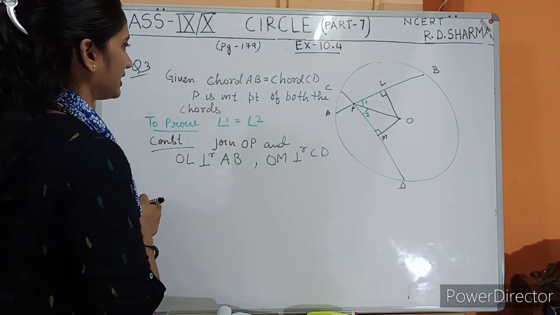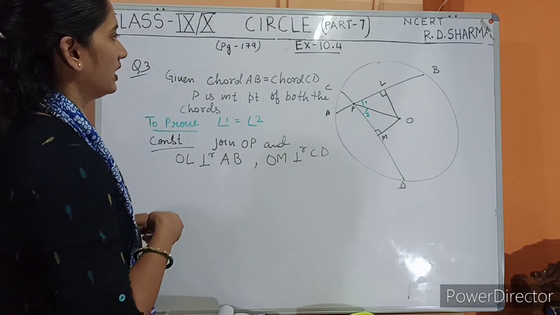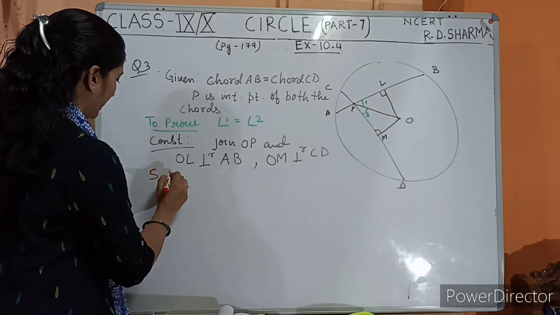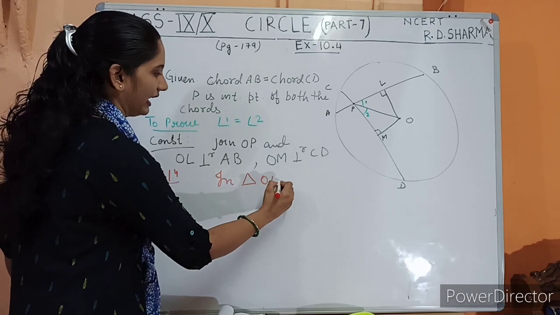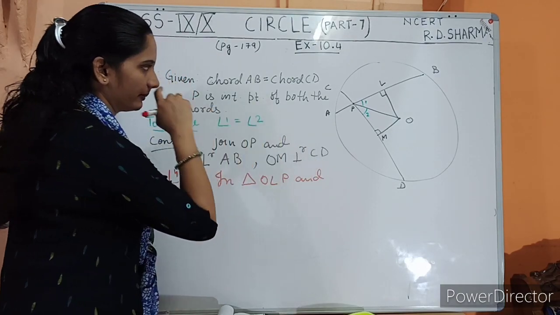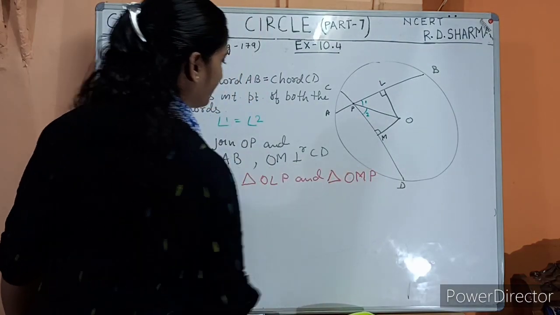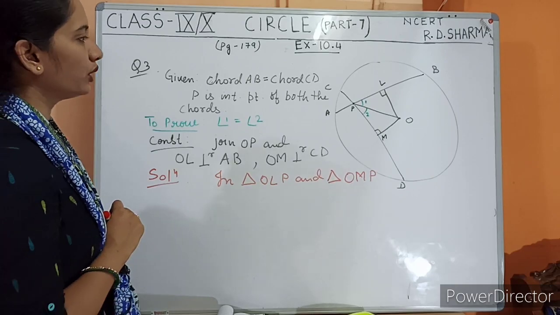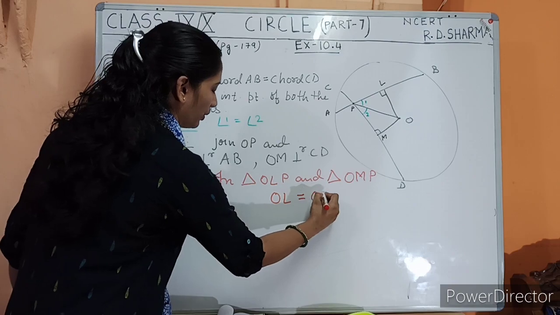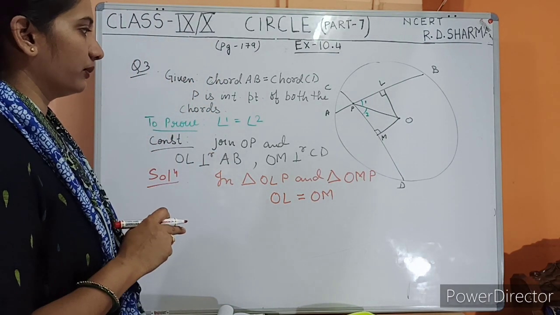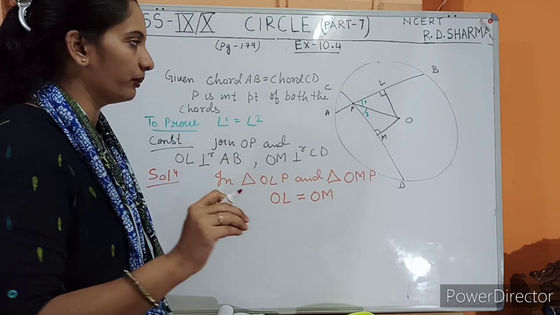Okay. So after this, let's see its showing part, how to prove this one. So children, here in the solution part, first you just check out the triangles OLP and the next triangle OMP. ये दो ट्राइंगल आप देखो. इन दोनों में क्या दिया हुआ है? As we know that OL must be equal to OM because we know one theorem which says that equal chords are always equidistant from the center.